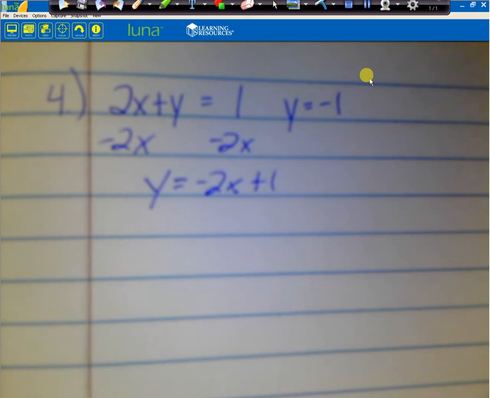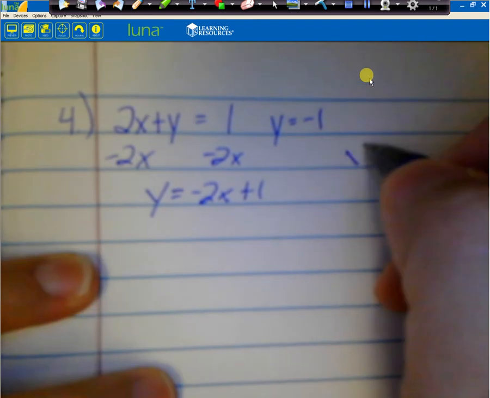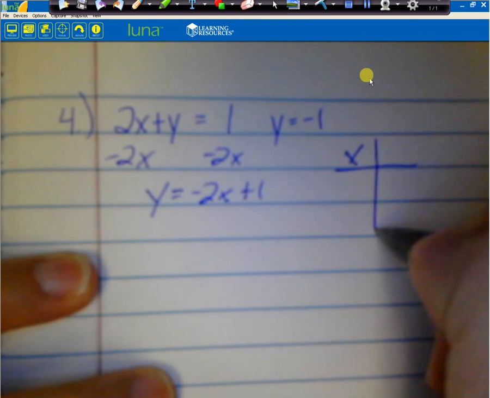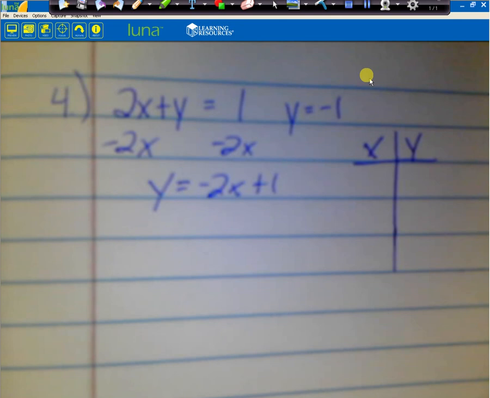Again, I can't say 1 minus 2 because that 1 does not have an x with it and the 2 does. So now we have that one in y equals mx plus b, so we're ready to graph with that one. Now this other one doesn't have an x, so we can't get it in y equals mx plus b, so we're just going to make a little table like we did when we had the one that was x equals a number.